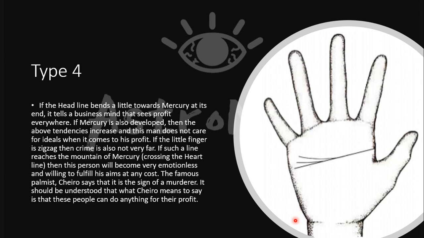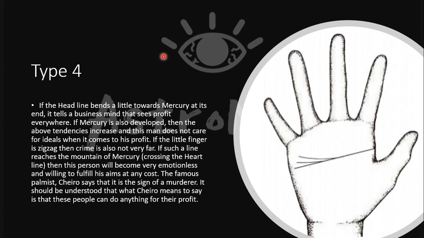Now we have seen the line going to the Moon area. If the line goes to the Mercury area, what will be the result? This will be type 4. It tells about a business mind, and they are the persons who seek profit everywhere. And as you can see, they have a Mercury mount, right? The Mercury mount also gives various qualities of Mercury, so they will seek profit.